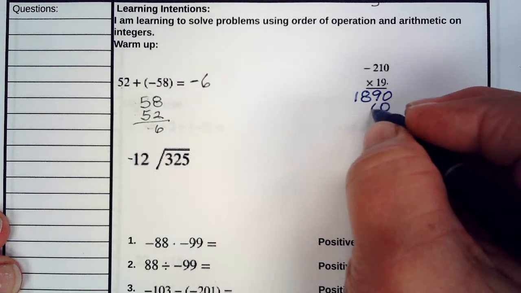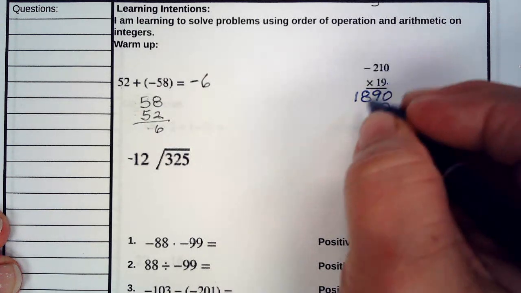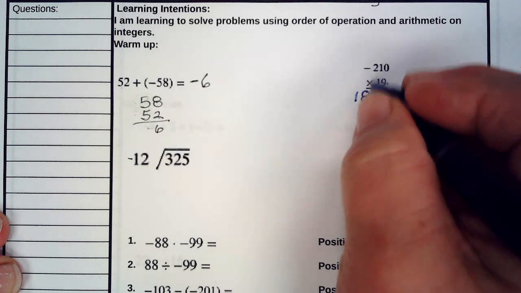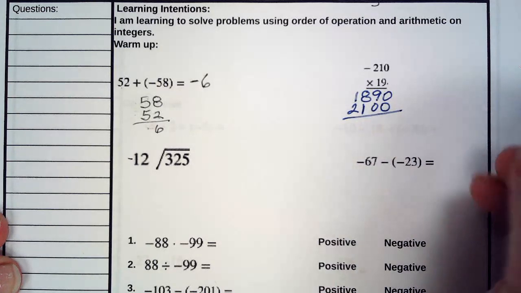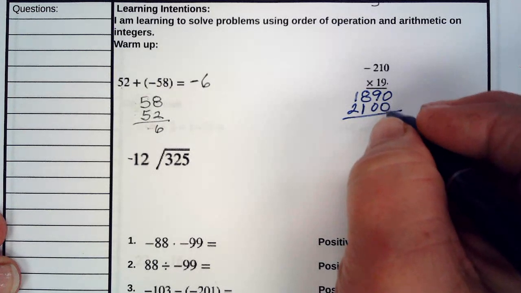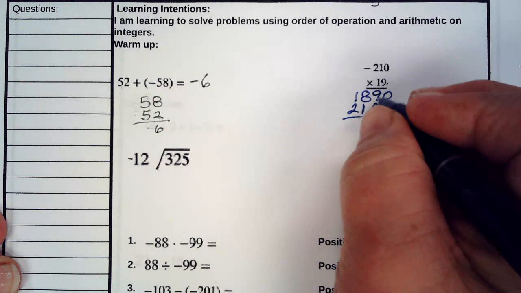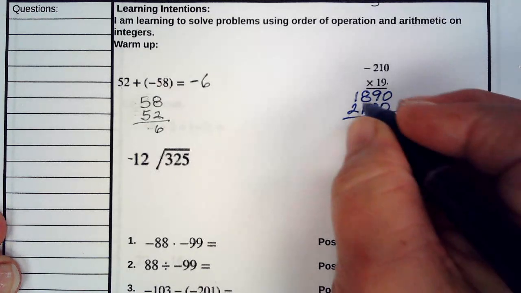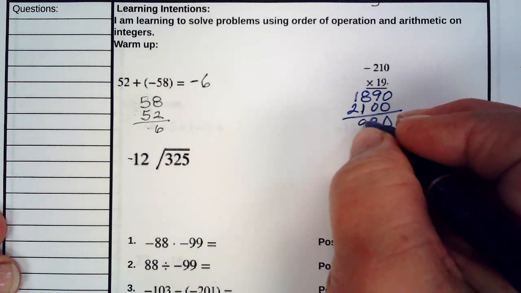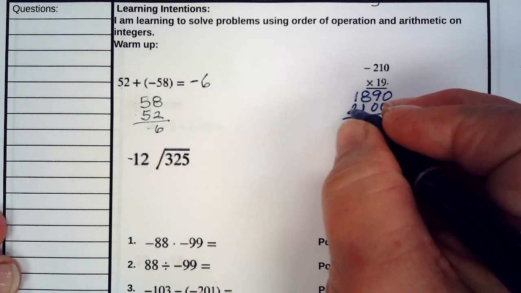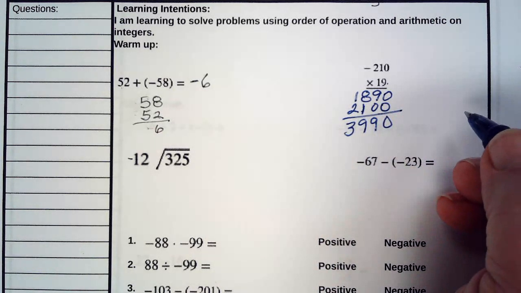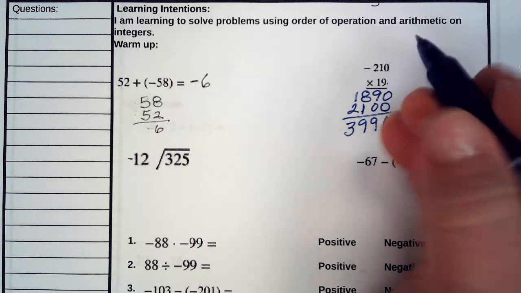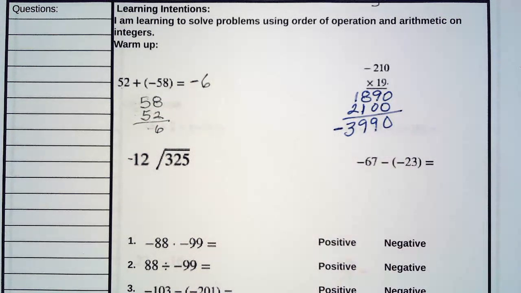1 times 0 is 0. 1 times 1 is 1. 1 times 2 is 2. Now I am ready to combine with addition. 0 plus 0 is 0. 9 plus 0 is 9. 8 plus 1 is 9. 1 plus 2 is 3. Is it positive or negative? Well, negative times positive gives me a negative.